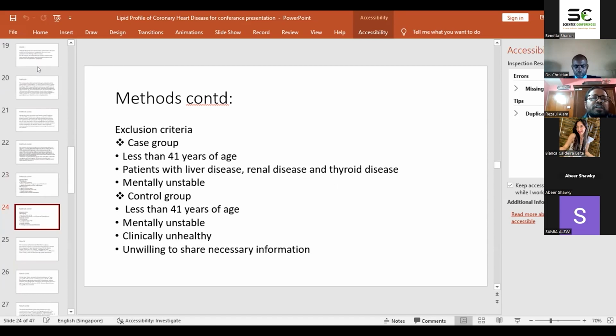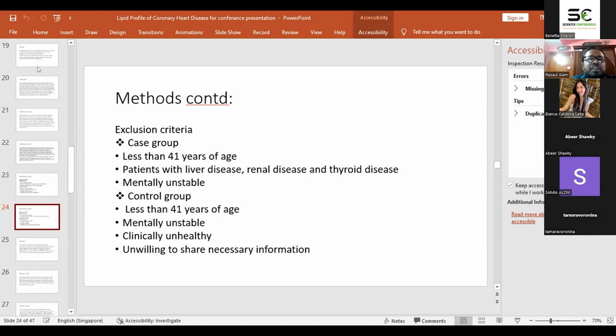Here are the exclusion criteria of the case group. Those less than 41 years of age were excluded. Patients with liver disease, renal disease, and thyroid disorders were excluded. And mentally unstable patients were not included in the case study. In the control group, those less than 41 years of age, mentally unstable, clinically unhealthy, and unwilling to share the necessary information were excluded.